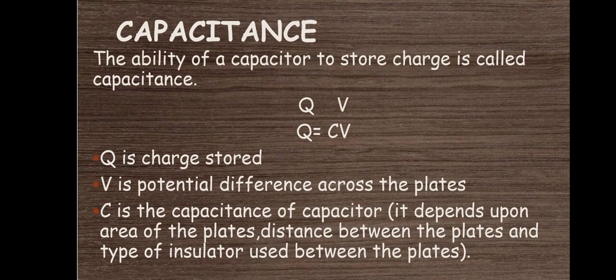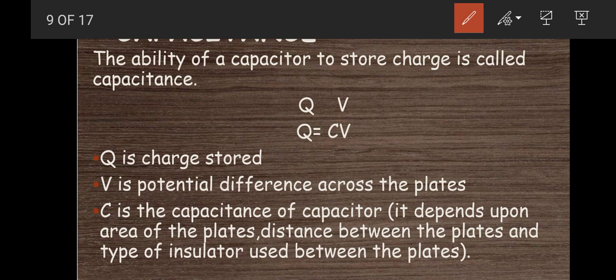So what is meant by capacitance? The ability of a capacitor to store charge is called capacitance. It is the ability of a capacitor that determines how much charge is stored on it. Means if any capacitor has more ability, it can store more charge. If it has less ability, it will store less charge.